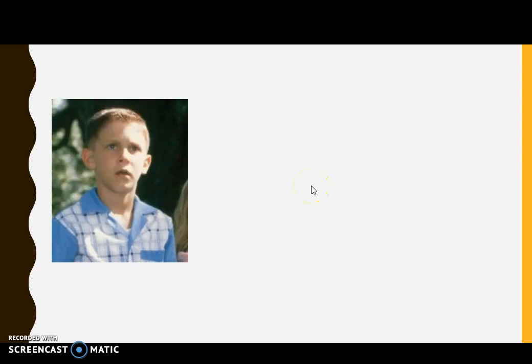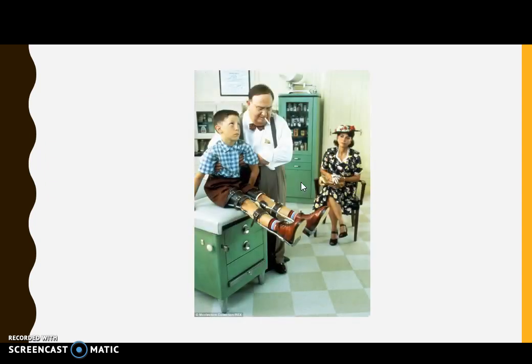I will start by discussing the early years of Forrest Gump. He was born in a small town, and his father was absent during his entire childhood. Forrest was born with strong legs but a crooked spine, so he was forced to use braces on his legs, which made walking difficult for him.